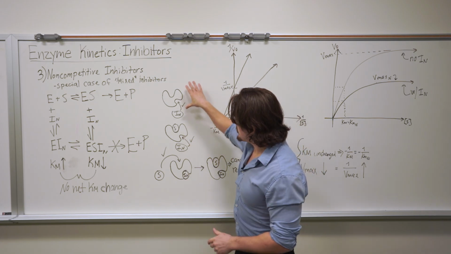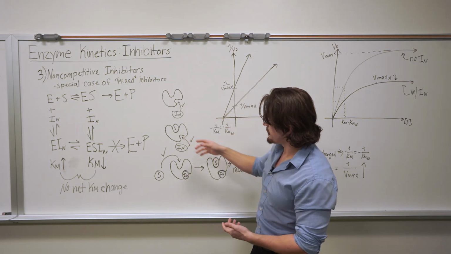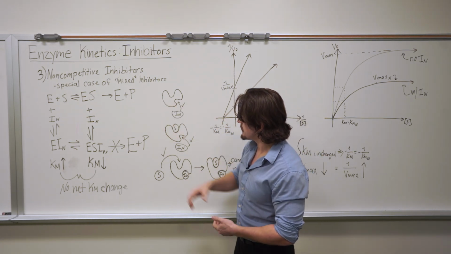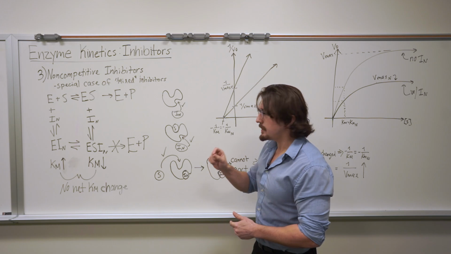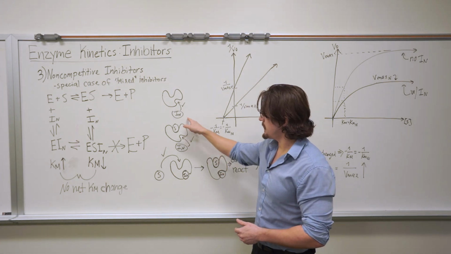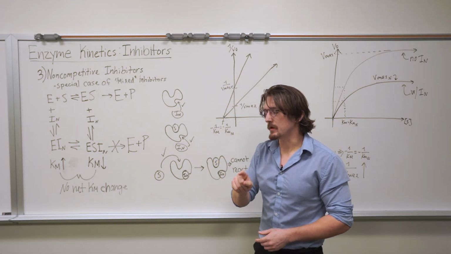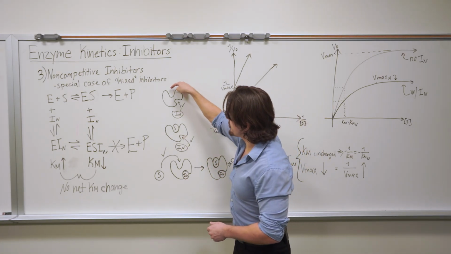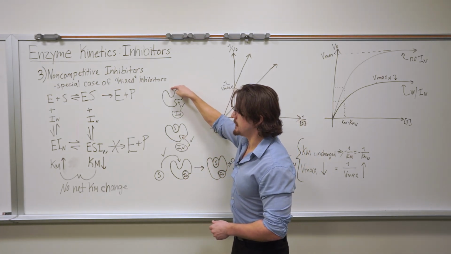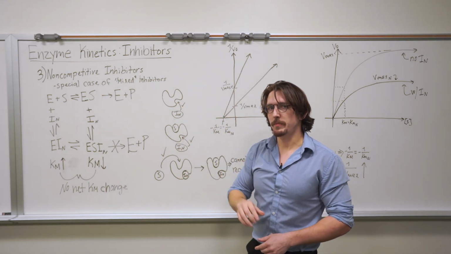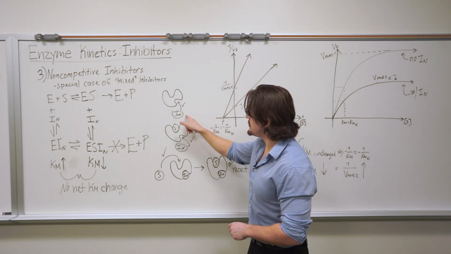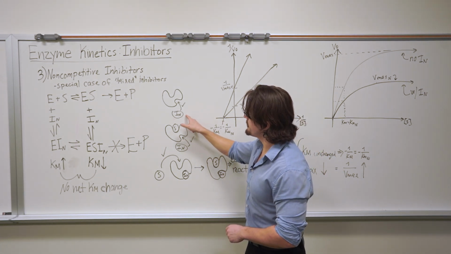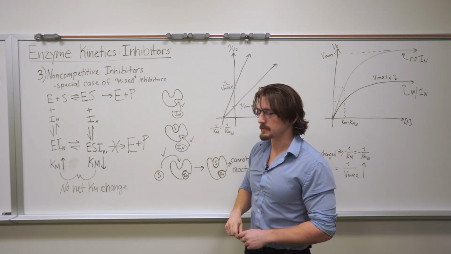Now, if we look at this in illustration form, again, we have an enzyme here, okay? And another really key feature of non-competitive inhibitors is that, just like uncompetitive inhibitors, they only bind allosteric sites. They don't compete for the active site with the substrate. Only competitive inhibitors do that. So these, just like uncompetitive inhibitors, only bind allosteric sites.